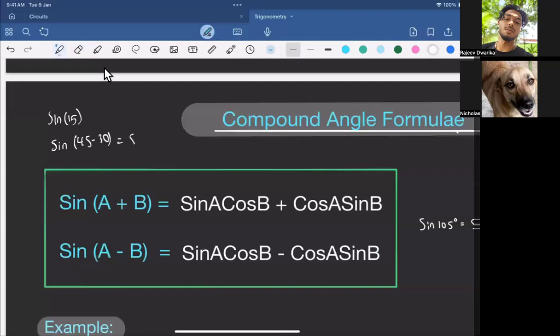But are we going to say that that is equal to sine 45 minus sine 30? No, we're not going to say that. We're going to follow the compound angle formula. And those are the formulas we use anytime you want to split angles. So copy that down: sine (A plus B) and sine (A minus B).